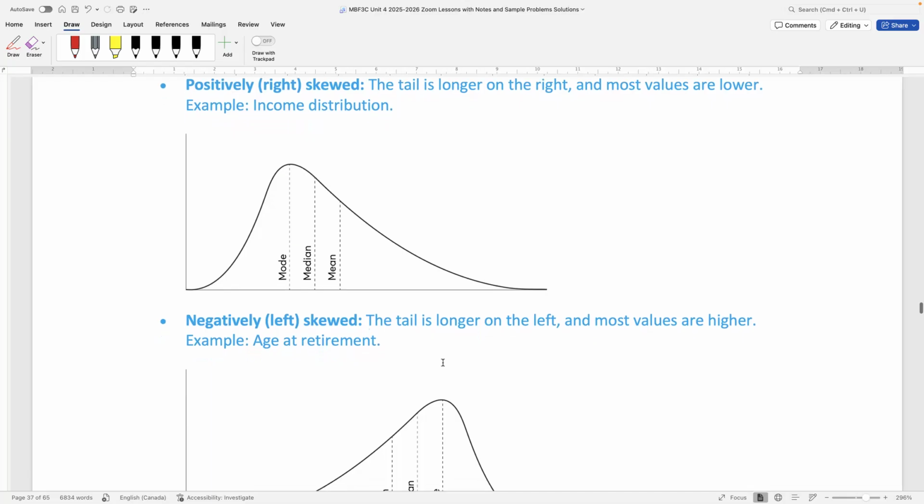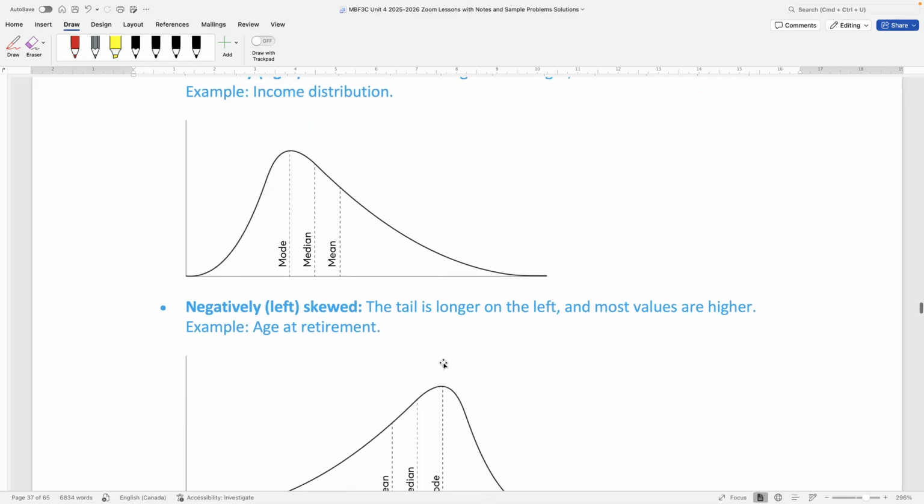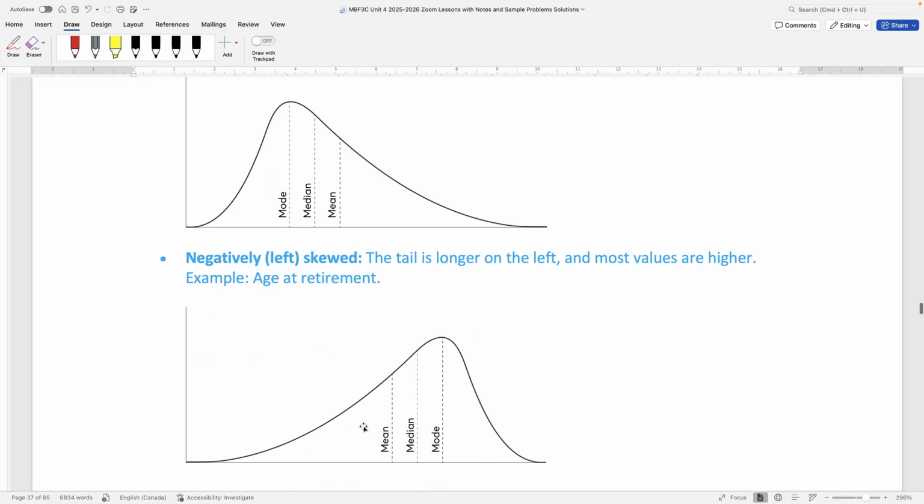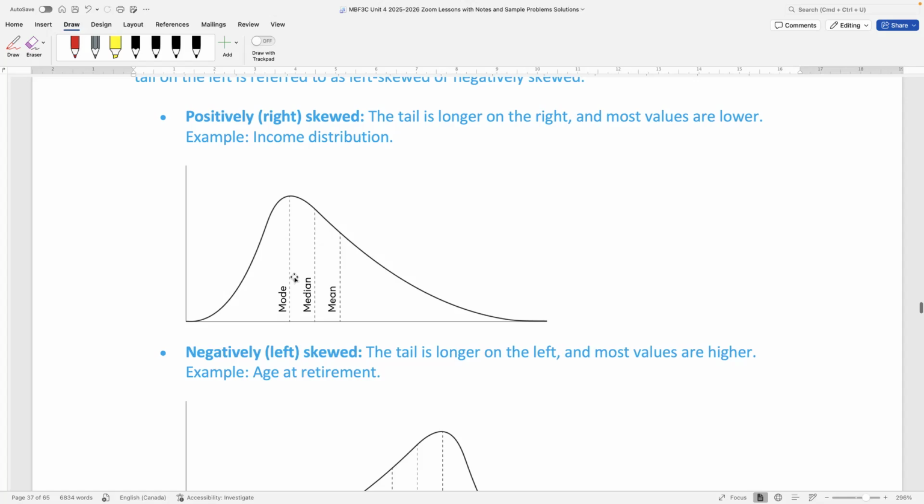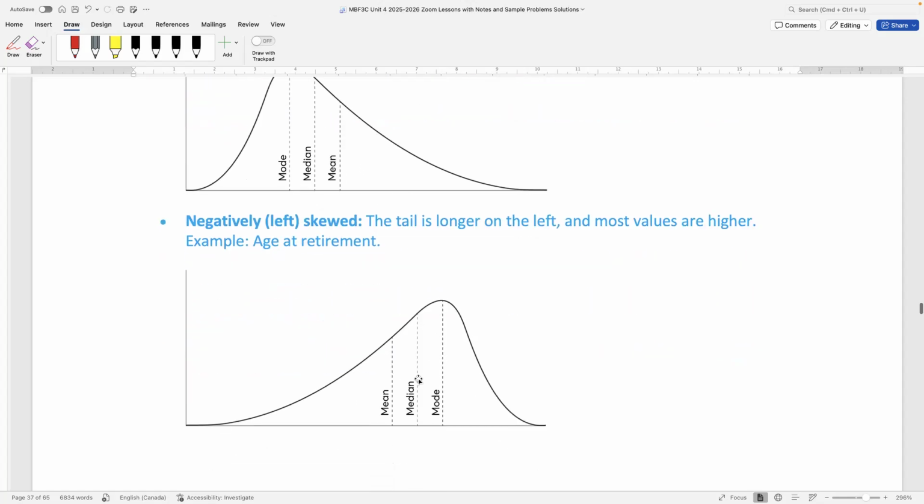The other one, the tail is longer on the left, so right here, and the most values are higher. An example would be age distribution. There's a lot of people in their 30s, 40s, and 50s, and fewer people down here, and there's a big drop off at the end. So this right here would be right skewed. This one is considered left skewed.